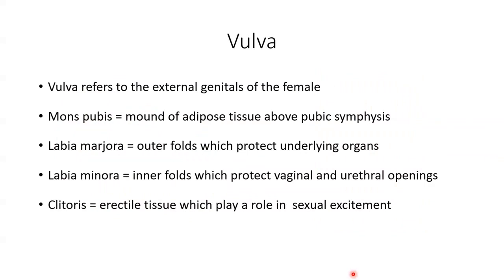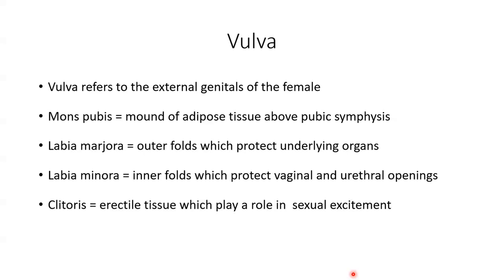So the term vulva refers to all of the external genitals of the female. It includes the mons pubis, which is the mound of adipose tissue that sits above the pubic symphysis and acts as a bit of a cushion for this area during intercourse. The labia majora, which are the outer folds of skin, are covered by pubic hair. They contain adipose tissue or fat, oil, and sweat glands. They enclose and protect the internal reproductive organs.